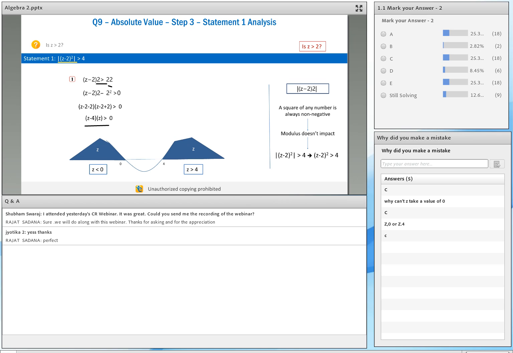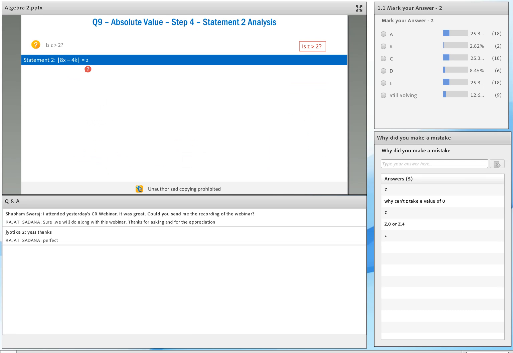Why would you say that? Because you'll have to do that for the left hand side to be greater than 4. Okay, there are two possible values. It still doesn't tell me whether z is greater than 2. Let's go to statement 2.